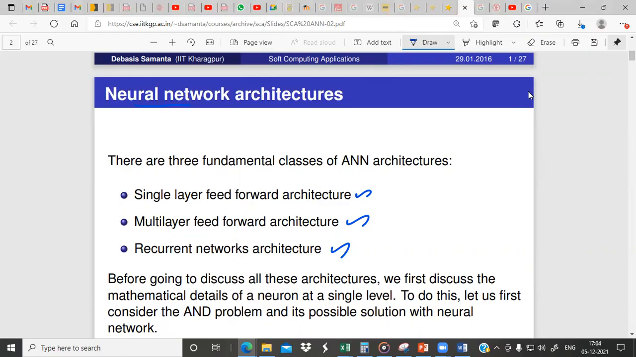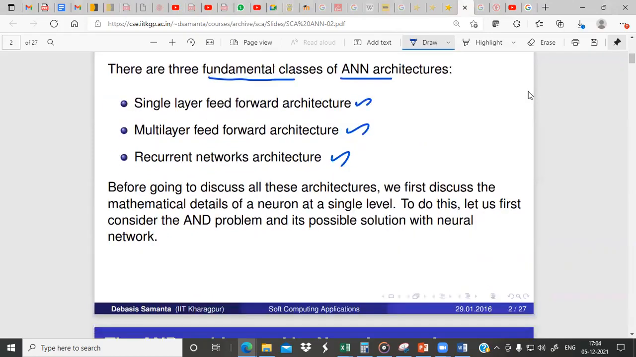There are many different architectures of neural networks available, but these three are the fundamental classes of artificial neural network architectures. Before getting into these architectures, let us first try to understand how neural networks work with a simple AND problem. In logic gates we have AND. Let us try to understand how a neural network works for the logical AND.